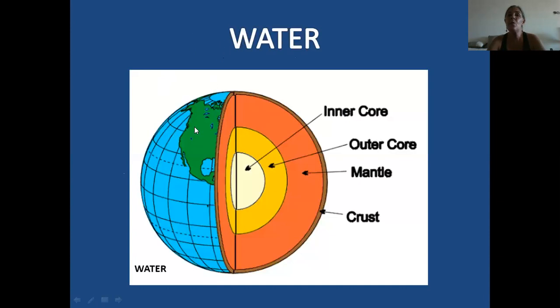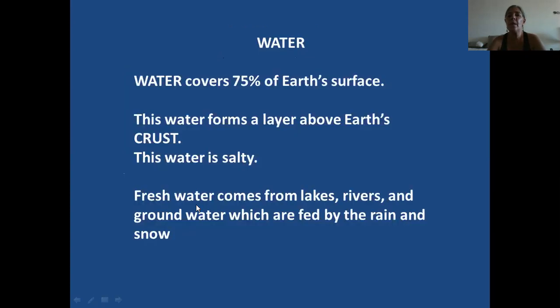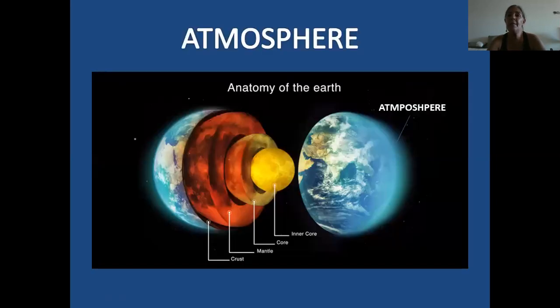The next layer is the water. We have it over here. This is all the oceans in the world. Water covers 75% of Earth's surface, and this water forms a layer above the Earth's crust. Because it's ocean water, it's salty. The fresh water actually comes from lakes, rivers, and groundwater, which are fed by the rain and the snow. Fresh water also comes from the melting of the ice in the poles, in the North Pole and in the South Pole.